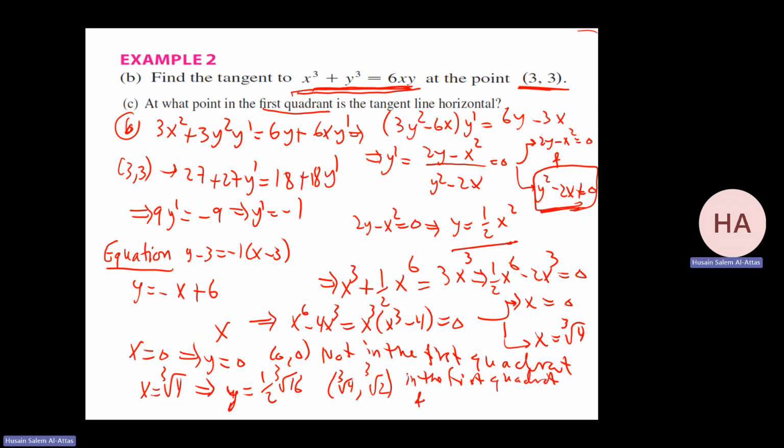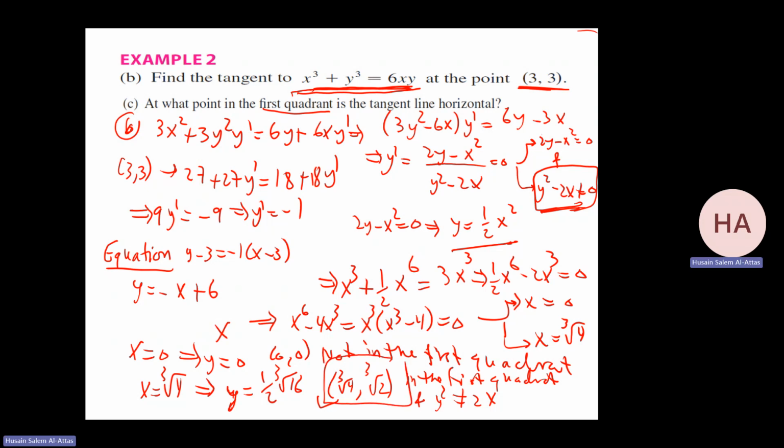And y square will not equal to x, 2 times. Okay, so this is accepted. So how many points do I have? We have only 1 point, and that will be the point.